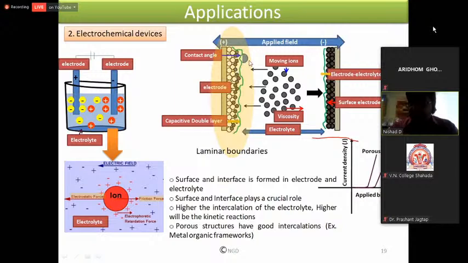So this means that there will be a possibility of very high redox reactions taking place on this surface, and accordingly you can see that if you have a porous layer, then your current will be pushed here, so that your overpotentials will be lower and you can have very high currents produced at very small applied potentials. So this means that this application of understanding surfaces and interfaces plays a very crucial role now.